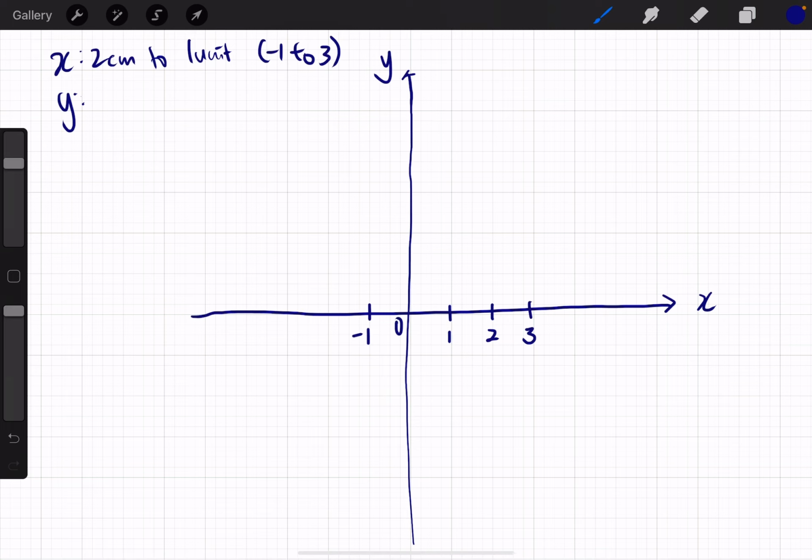What about yours? Okay, you draw it on your graph. I don't need anything less. Don't give me -2, -3, or 4, 5, 6. No need, because the question only wants our graph to be from -1 to 3.